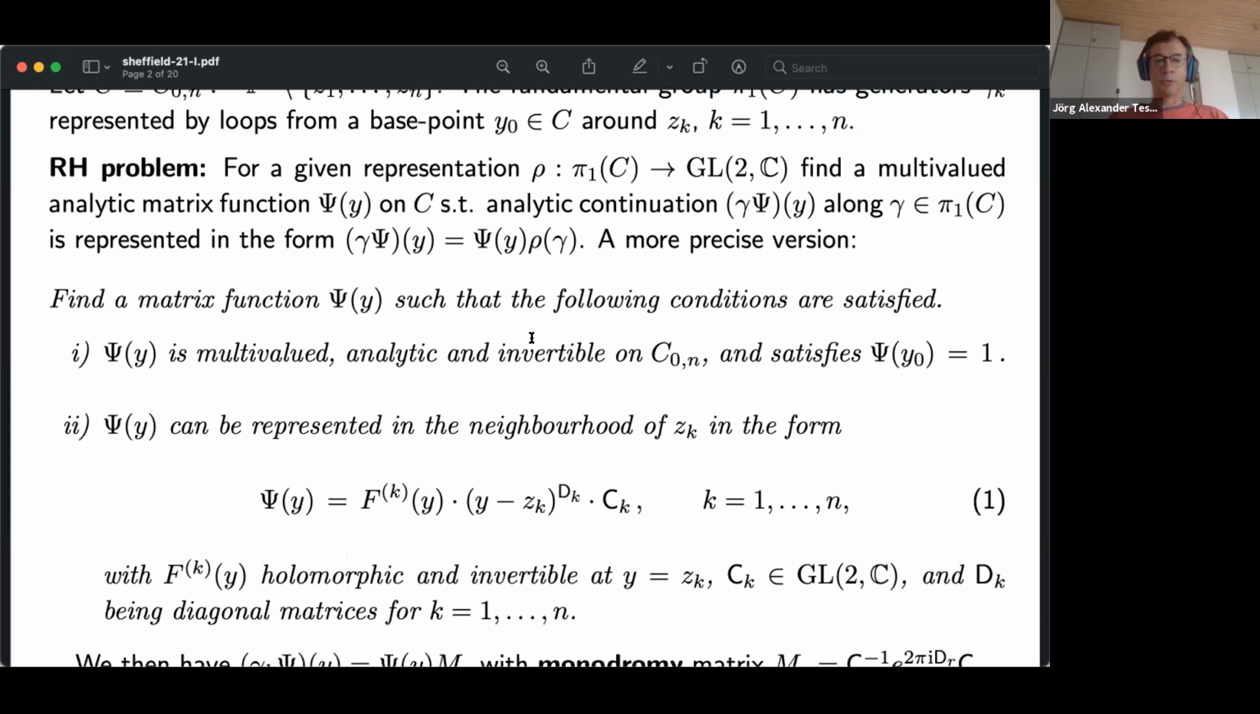In this form, it won't have a unique solution. Let's make it a little more precise to get the uniqueness. So the goal is then to find a matrix function such that the following conditions are satisfied. That is this psi of y. We want a function which is multivalued, analytic, and invertible on this n-punctured sphere, and which satisfies the normalization condition.